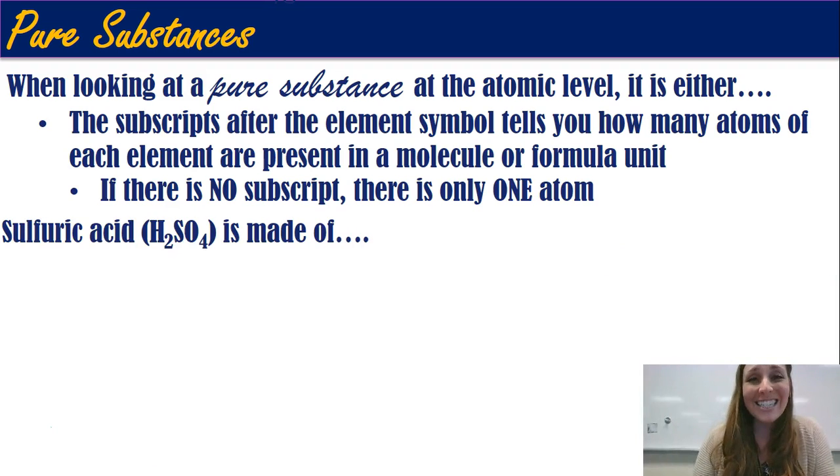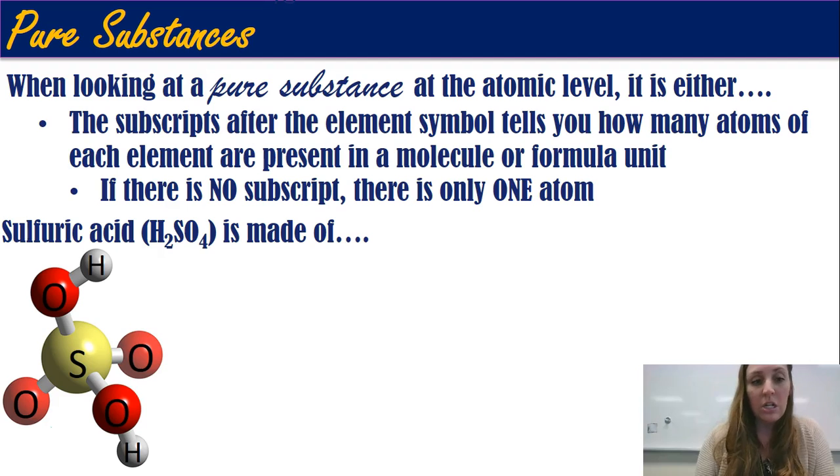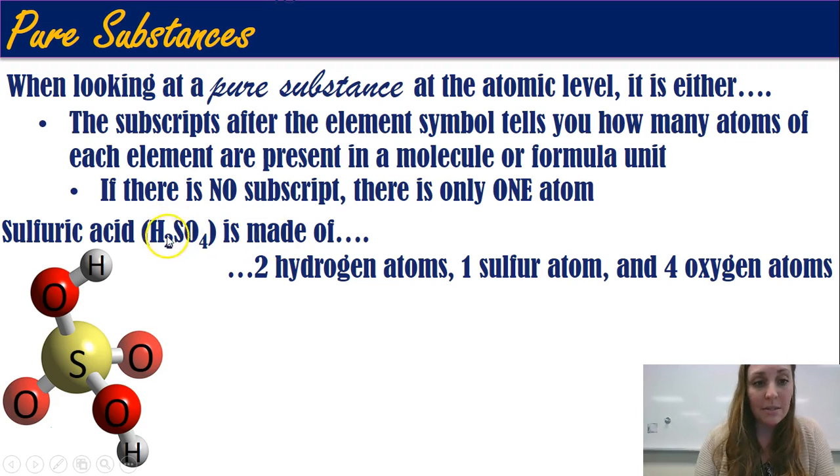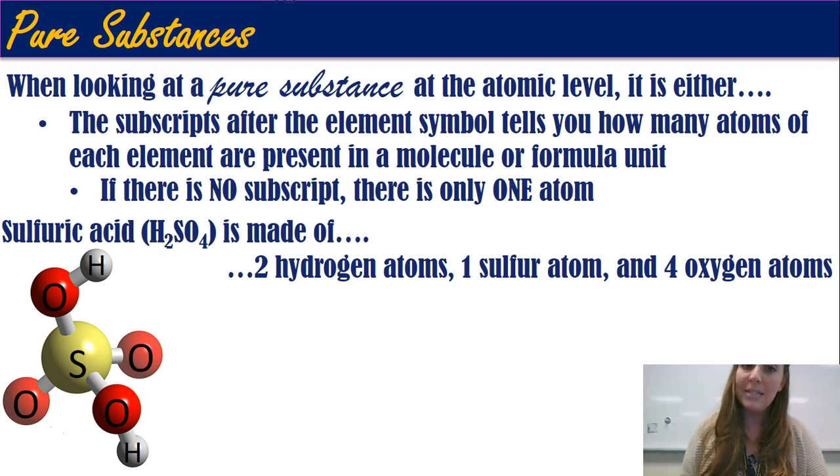For sulfuric acid, H2SO4, here is a molecule of sulfuric acid. You can see that you have 2 hydrogen atoms, shown by the 2 here, 1 sulfur atom, and 4 oxygens. And you can see that over here as well. And that's always going to be like that. If you have sulfuric acid, it always, always, always has that ratio. And that's what makes it pure, is that every single molecule of sulfuric acid is always the same.